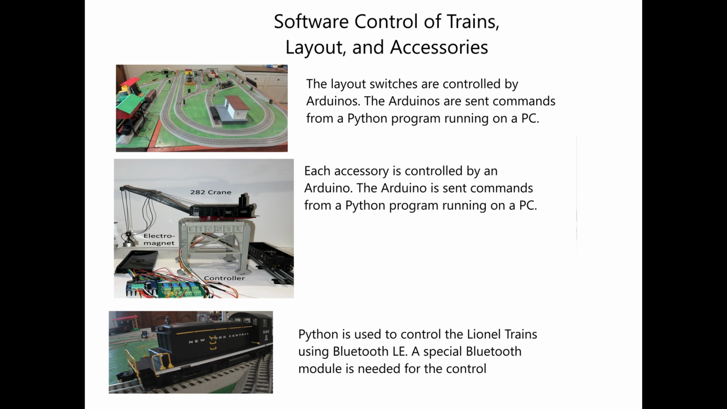Two programming languages are used to control the trains, layout, and accessories. Arduinos are used to control the layout hardware, such as switches and accessories. The programming language used by the Arduinos is based on C++. Another programming language utilized is Python. Python is an interpreted language that provides an interface between a PC and the Arduino software and hardware. Python is also used to control Lionel trains via a special Bluetooth interface.